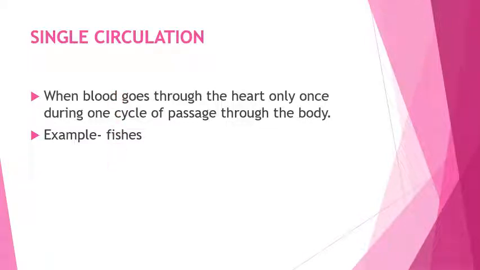Why? Because fish have two chambers, one auricle and one ventricle. There is no particular distinction or separation between the oxygenated and deoxygenated blood, and the fish heart always carries deoxygenated blood. That's why the fish heart is also known as the venous heart, because in fish we have deoxygenated blood.